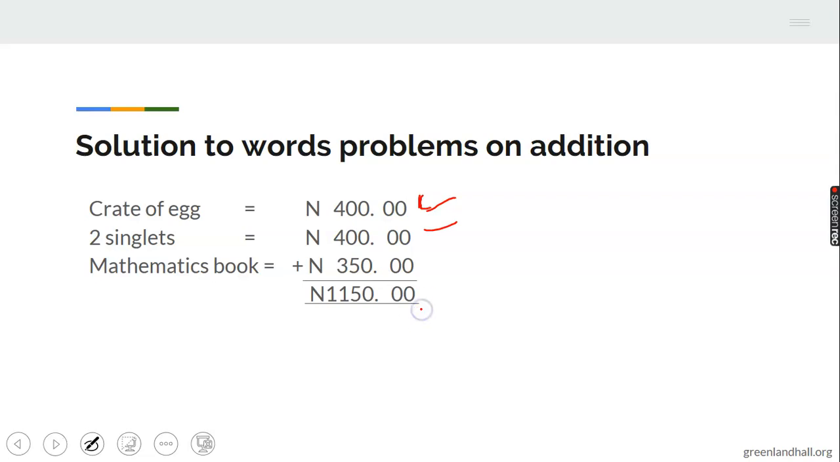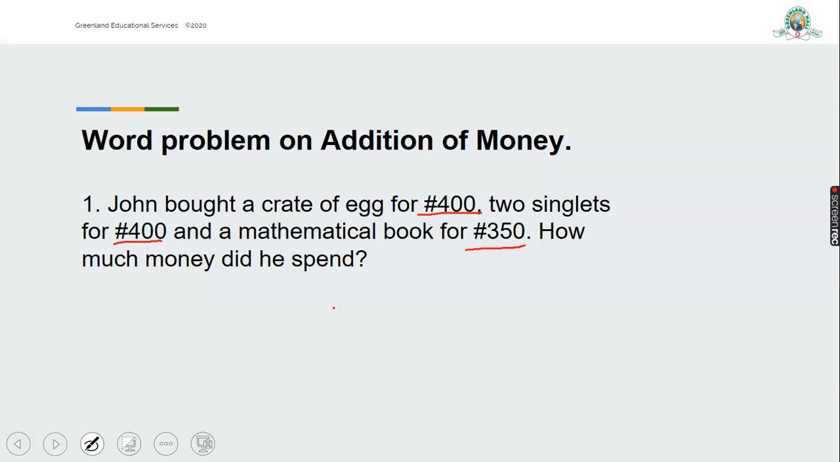And then we come to the naira part of it. We have 400 plus 400 plus 350. 0, 0, 0. That gives us 0. 0, 0, 5. That gives us 5. Then we have 4, 4, 3. 4 plus 4 is 8. And 8 plus 3 will give us 11. So what do we do? You have always been told, count 3 numbers from the back. That's 0, 5, 1. 1, 2, 3. You put your comma. So what do we have now? We have 1,150 naira. That's the total amount that John used to buy a crate of egg, 2 singlets, and a mathematical book.